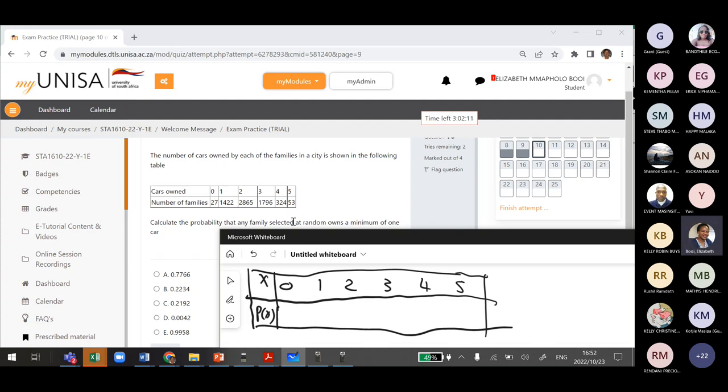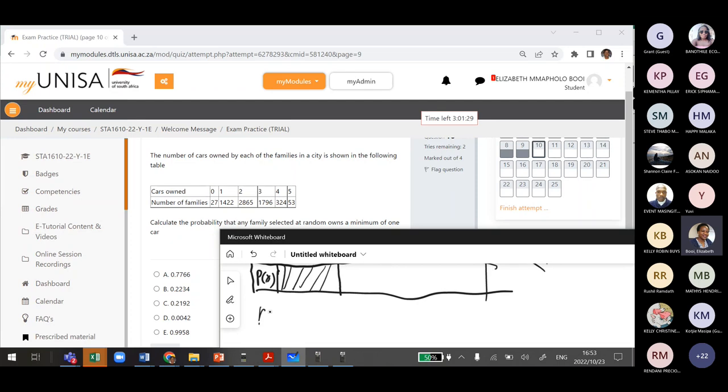Calculate the probability that any family selected at random owns a minimum of one car. What is minimum in a mathematical symbol? It's less than, greater than or equal to, less than or equal to. Minimum is less than or equal to. So if they say a family owns a minimum of one car, therefore it means we are only interested in those in this category. So we need to add all of them.